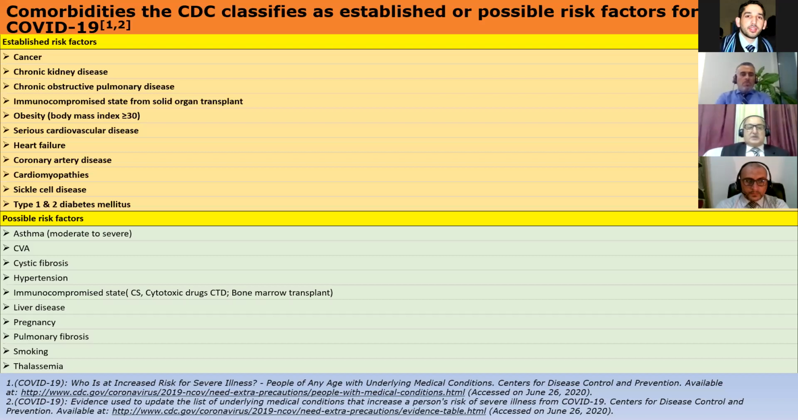There are other possible risk factors: asthma and stroke, cystic fibrosis, hypertension, immune compromise because the patient is taking systemic steroids and cytotoxic drugs for other connective tissue disease, or a patient who had a bone marrow transplant, and patients with chronic liver disease, pregnancy, pulmonary fibrosis, smoking, and thalassemia.